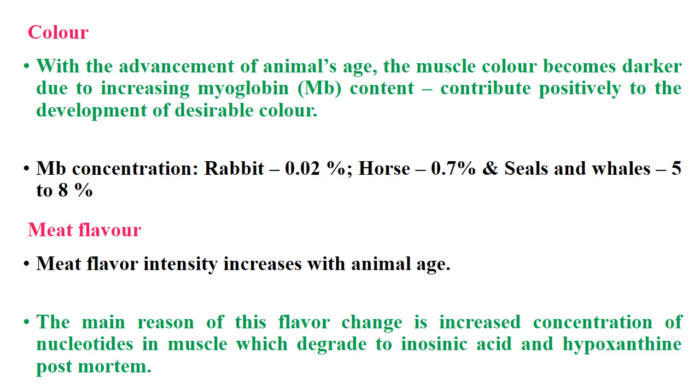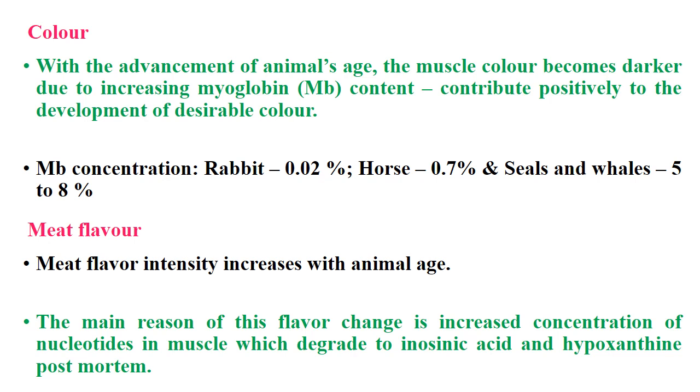Earlier, in the first lecture on meat quality, we discussed this. Color depends on the myoglobin content and it varies with the species. In rabbit or poultry, I mean broiler, it is very low, that's why it is light in color, whereas in sheep, goat or beef, the myoglobin content increases and it becomes darker in color, whereas in horse it is still higher, 0.7%, and it is dark meat. In seals and whales it is very high, 5 to 8%. That's why it looks blue in color due to the high concentration of myoglobin.